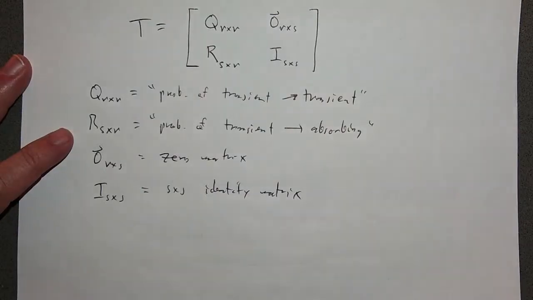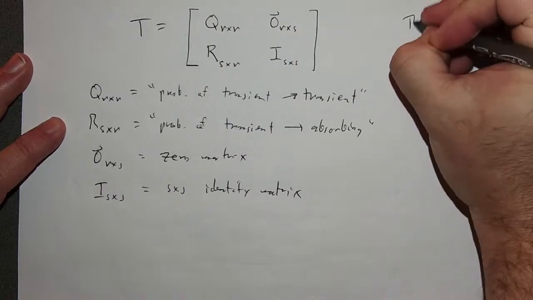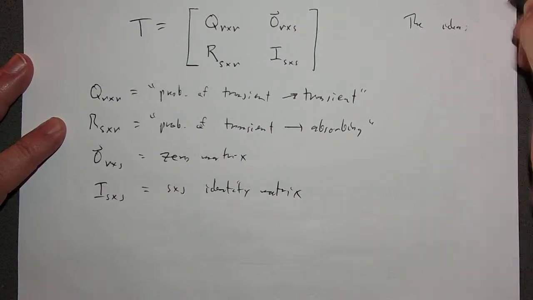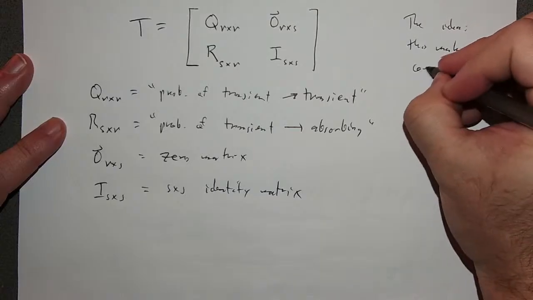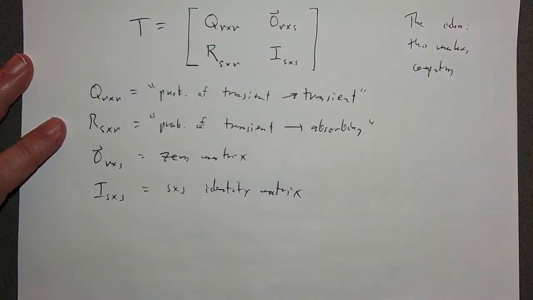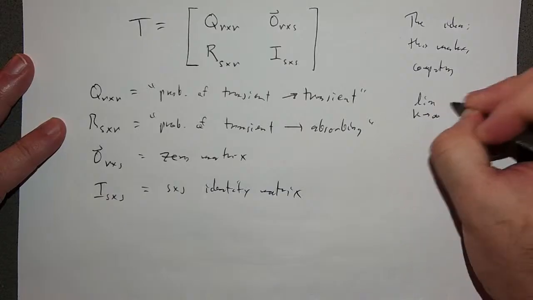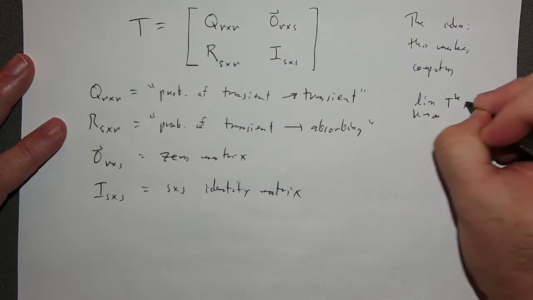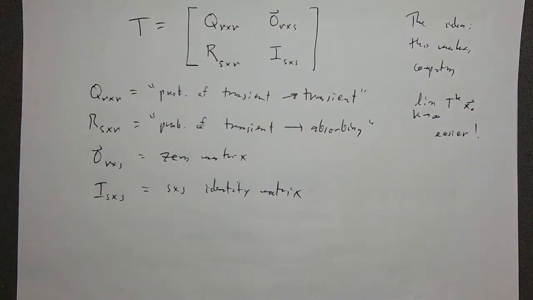So what does this allow us to do? The idea is this makes computing this limit of these powers of T times an initial vector easier. Okay?